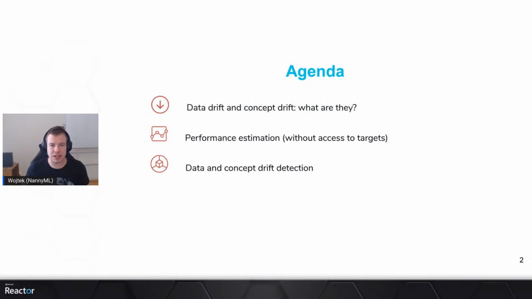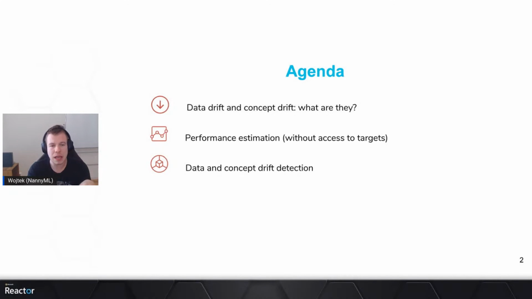So let's get started with the agenda. So first, we're going to define two biggest reasons why machine learning models can fail after they have been deployed, and these reasons are data drift and concept drift. We'll define what they are and how they can potentially impact performance. Then we're going to cover the topic of performance and why most often in production we don't have access to the target data, so we cannot simply calculate performance.